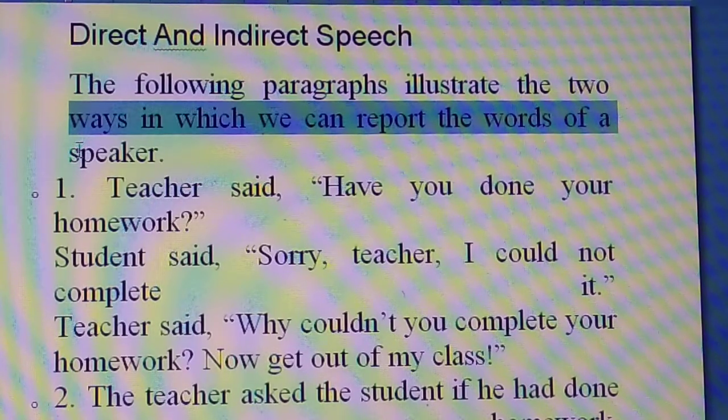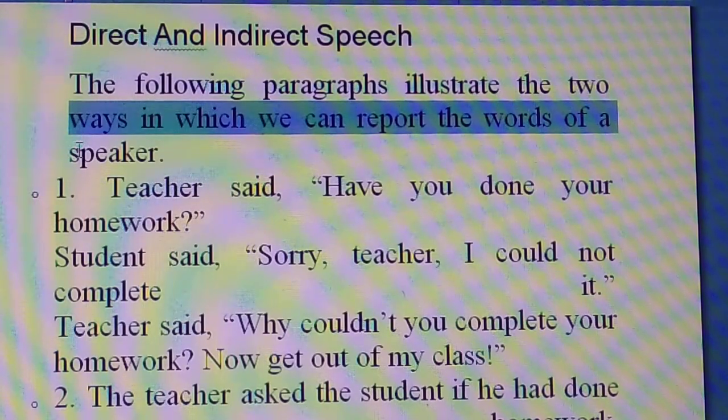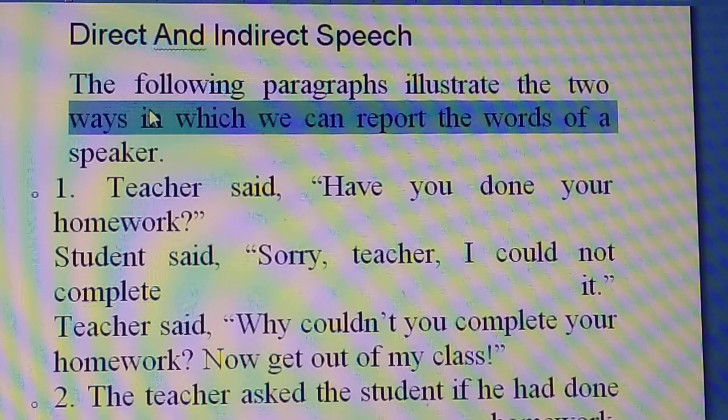How are you all? Studying hard, children? Very good. Next month you have your annual examination. Okay, so let's begin today's session. Today's session is about reported speech, direct and indirect speech.